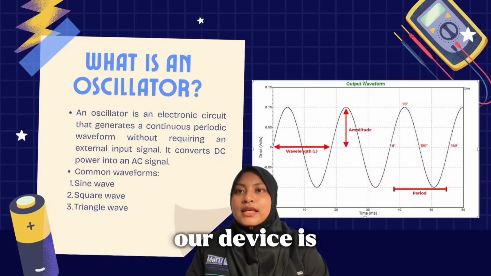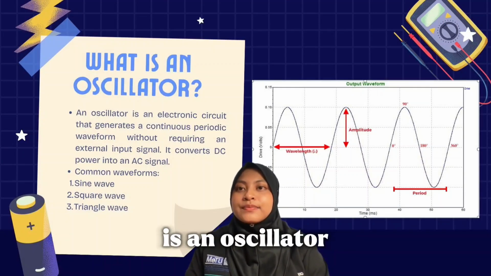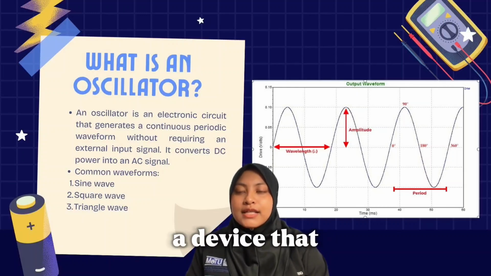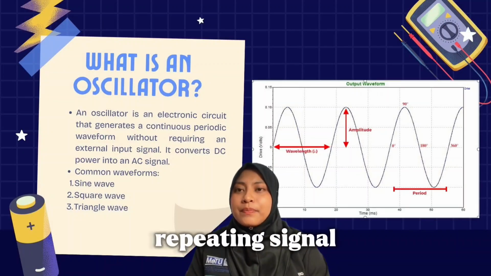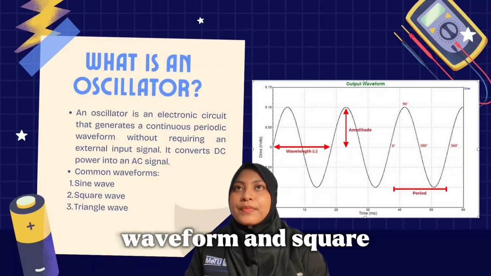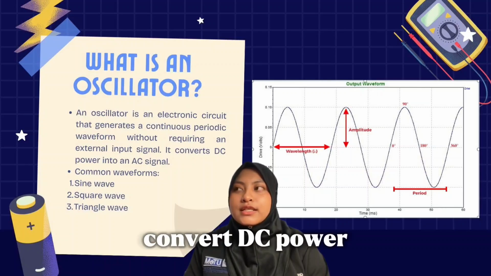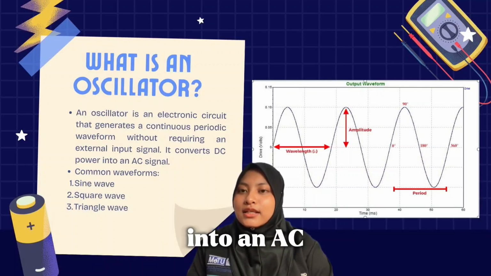Our device is oscillator. So, what is an oscillator? An oscillator is a device that can produce a repeating signal. It can generate different types of waveform, such as sine waveform and square waveform. It also can convert DC power into an AC signal.